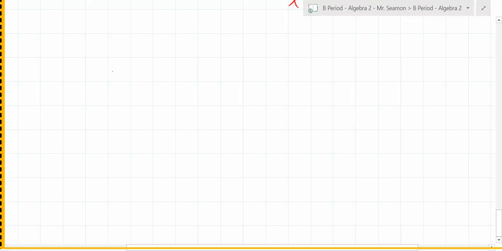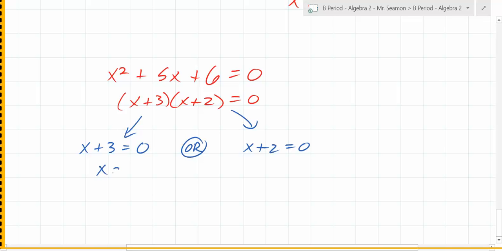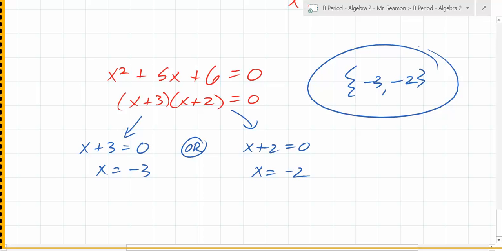So for example, let's say I said x squared plus 5x plus 6 is equal to 0. Is that factored? Can you factor it, Alyssa? What's it factor into? Equals 0. So what does that tell you? It tells you that x plus 3 equals 0, or x plus 2 equals 0. So what does that tell you? X equals, or x equals. So if you want to solve this, it would be negative 3 comma negative 2. I put the smallest to largest numbers.